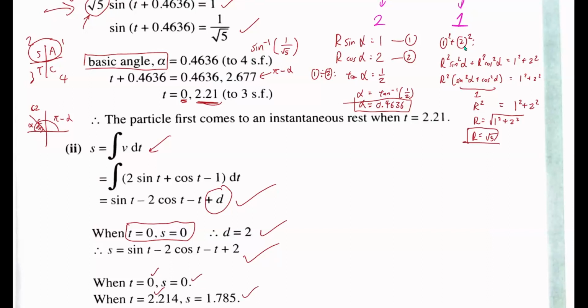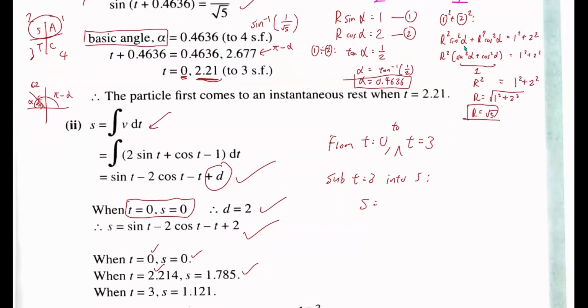Okay, then what else? That was step 2. What's step 3? Wait, they went from t equals 0 to t equals 3. Yeah, first 3 seconds. Alright, then sub t equals 3 into S, right? Okay, good. So sub t equal to 3 into S, and then you get a corresponding value of S equals, let's see, 1.121.